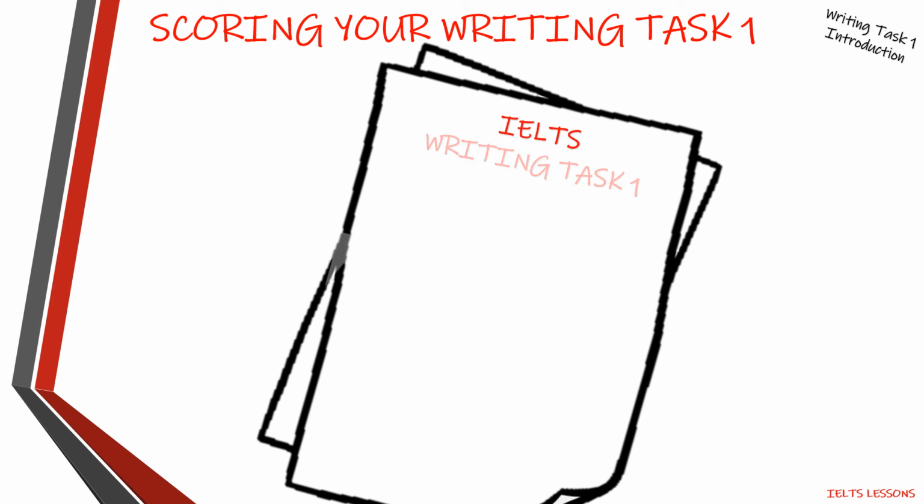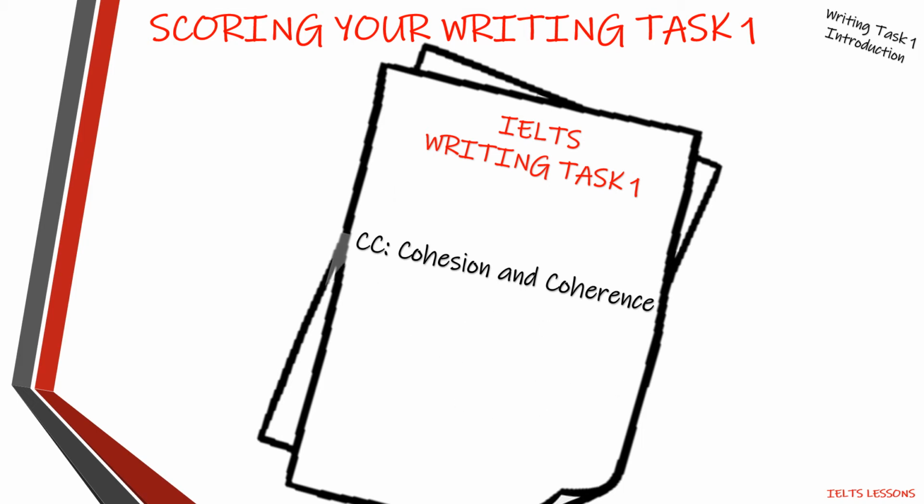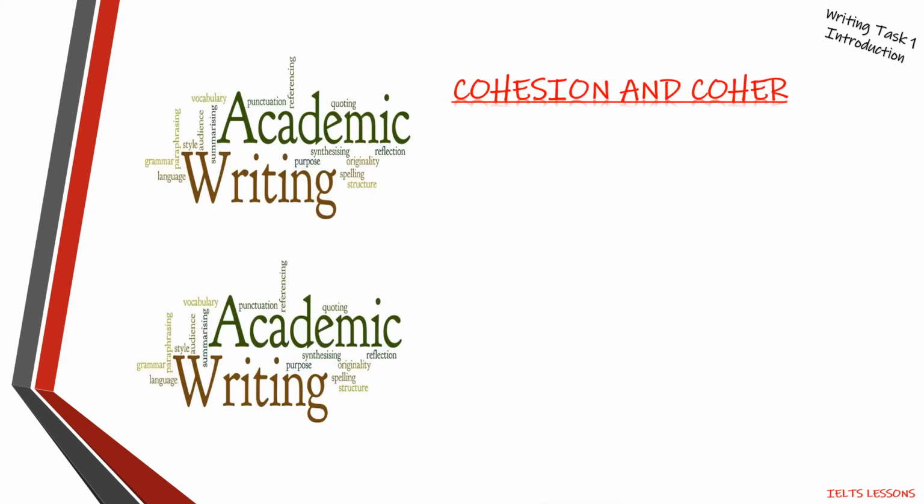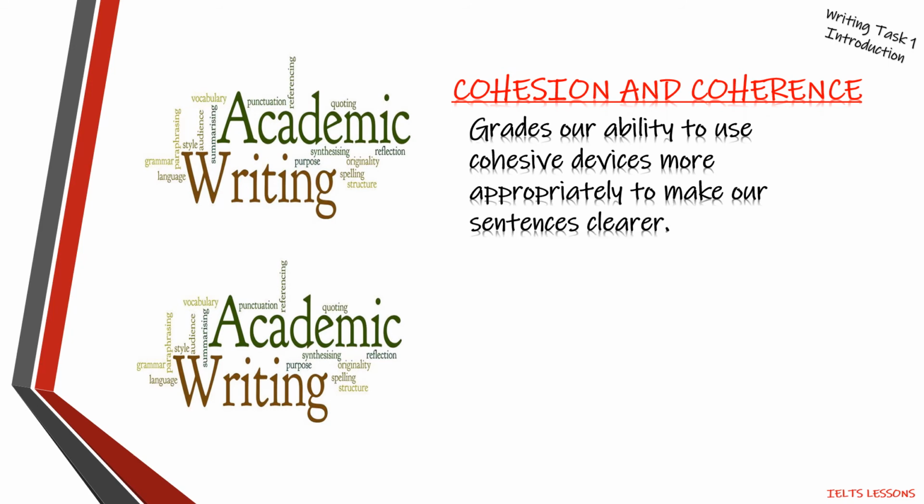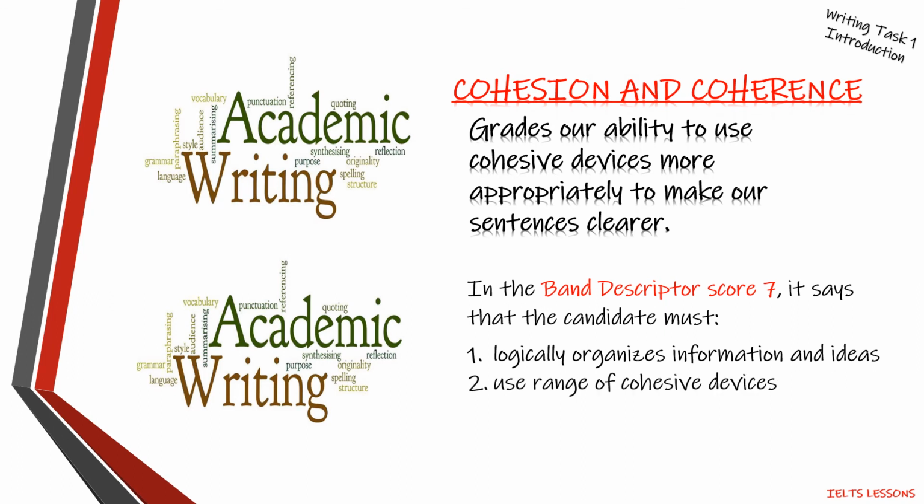So after we know the first criterion of grading for writing task 1 IELTS academic, next we are graded on how logical the flow of our essay is. And this is called the cohesion and coherence. This also refers to our ability to use cohesive devices more appropriately, which make the relationship of our sentences clear. And in the band descriptor 7, it says the candidate must logically organize information and ideas and use a range of cohesive devices.